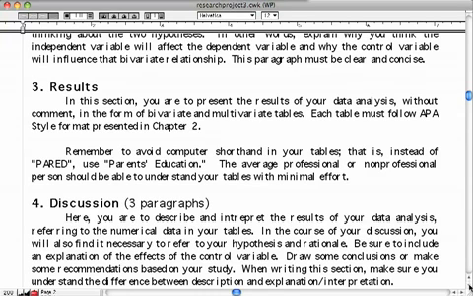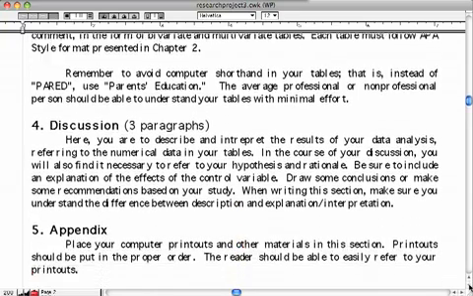And the results. Now, this is important because you are going to have tables. Remember the APA style bivariate, multivariate tables we did earlier? Okay, in this section you're going to present the results of your data analysis without commentary, but just put your bivariate, multivariate tables here.